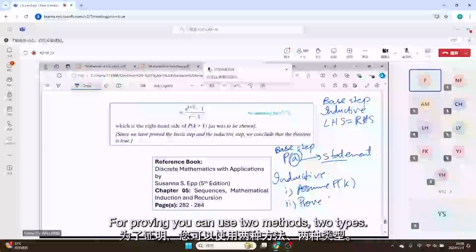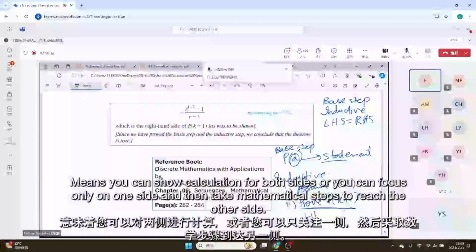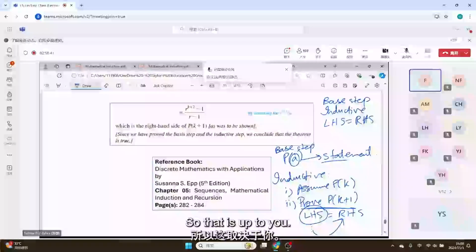For proving, you can use two methods, two types. You can use either of the two methods that I have explained to you. It means you can show calculation for both sides, or you can focus only on one side and then take mathematical steps to reach the other side. Okay, so that's up to you.